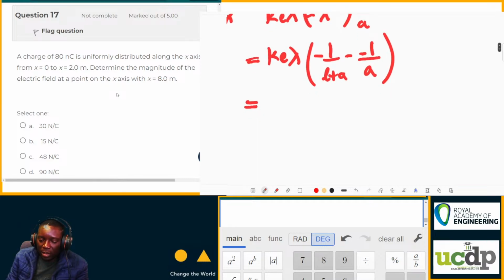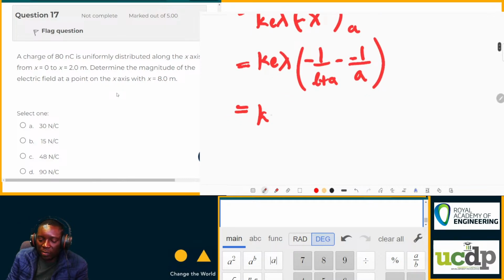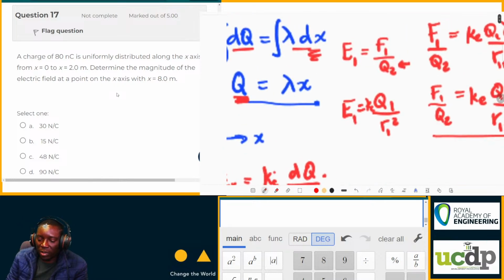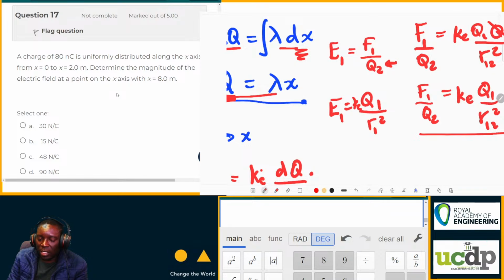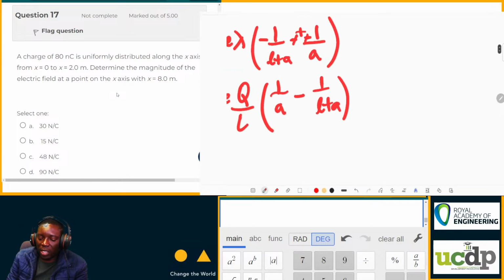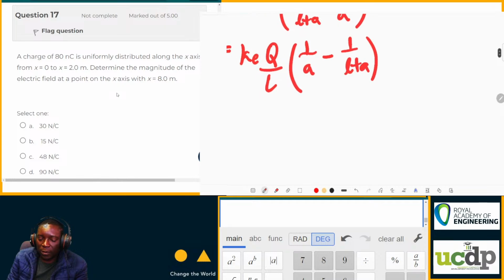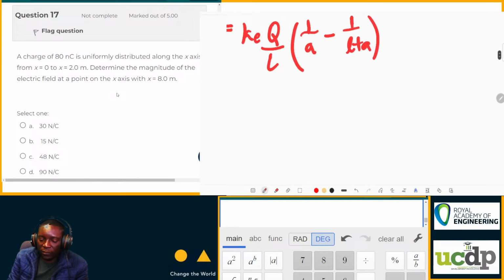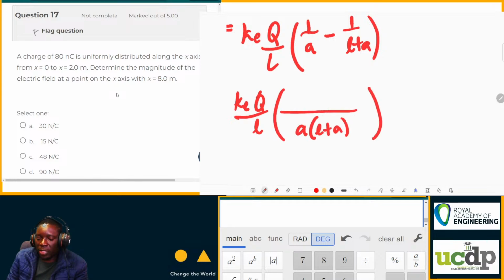So that means if we evaluate also the part in the bracket, this is Q over L. I'm sure you know where that is coming from, which is basically rearranging this part. So you have Q over L there, and this is negative and negative will generally give you a positive. So you have 1 over A minus 1 over L plus A. And if you can evaluate that into one fraction, this should give KEQ over L multiplied by A multiplied by L plus A as a common denominator.